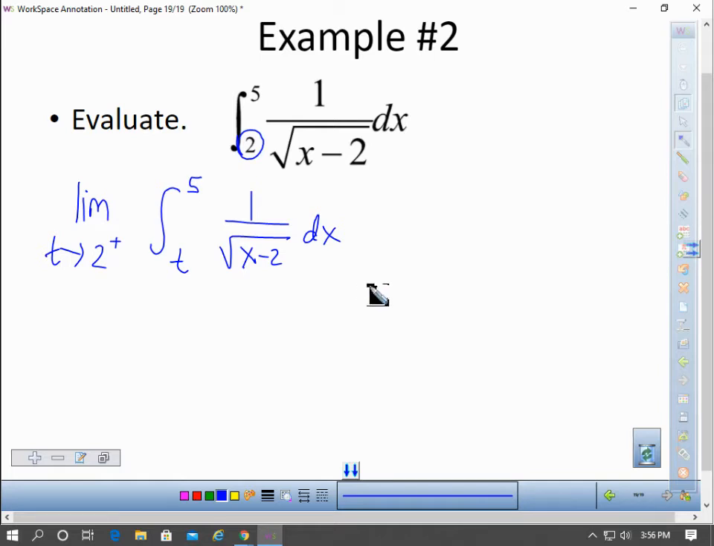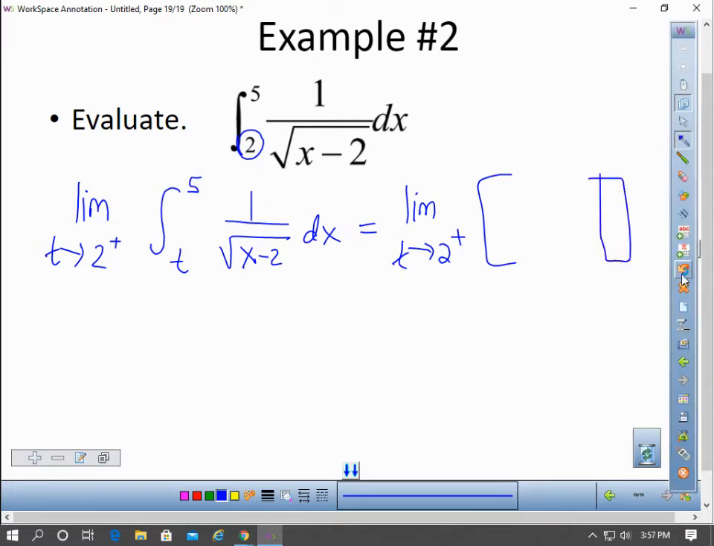All right, now we have to rewrite this: the limit as t goes to 2 from the right side. Now I need the antiderivative of this expression, and then I'm going to evaluate it from t to 5. Okay? So what is the antiderivative of 1 over the square root of x minus 2? Let's do a little scratch work up here. If I rewrite this problem, that's really x minus 2 raised to the negative 1/2, right?